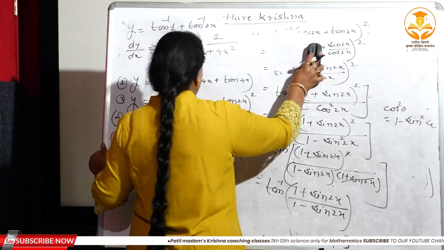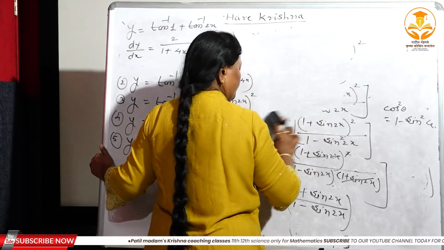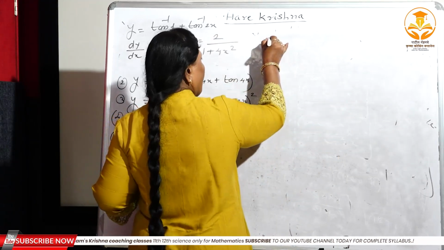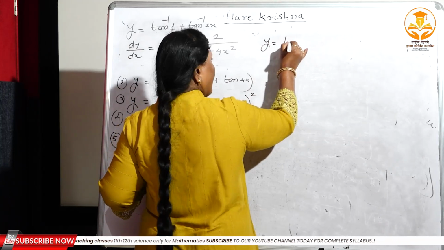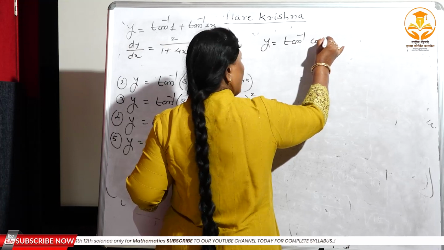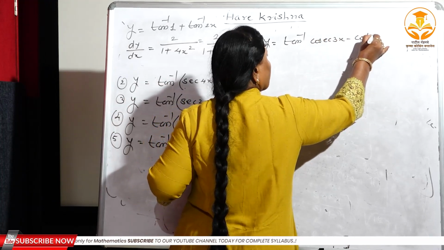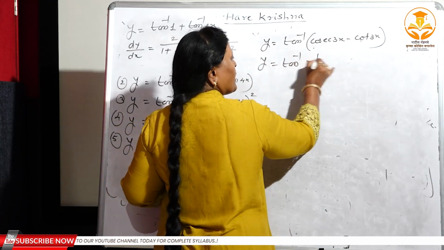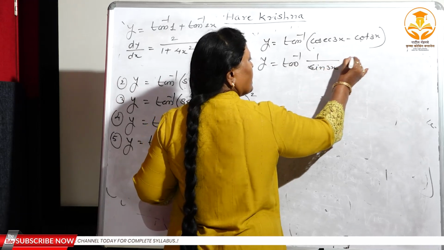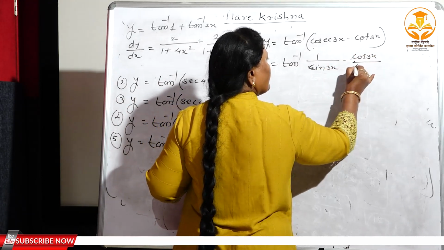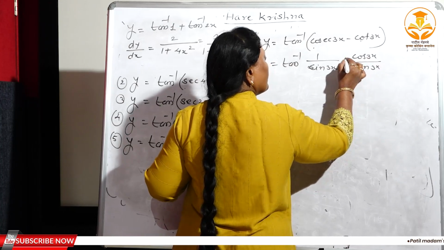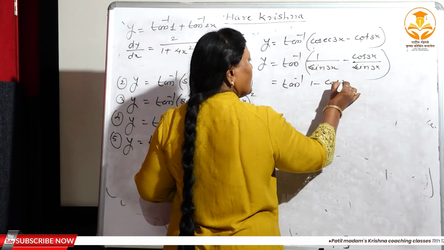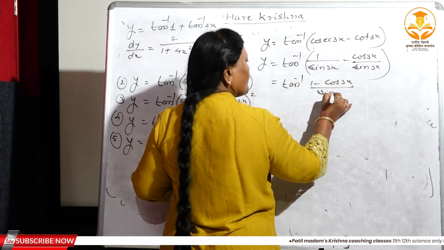See the fourth one. Fourth one, y is equal to tan inverse cosec 3x minus cot 3x, right? Therefore here also you have to make the conversion. Cosec you can write in the form of 1 by sin 3x. This is cos 3x divided by sin 3x. Again the denominator is same, directly add the numerator, tan inverse 1 minus cos 3x divided by sin 3x, right?